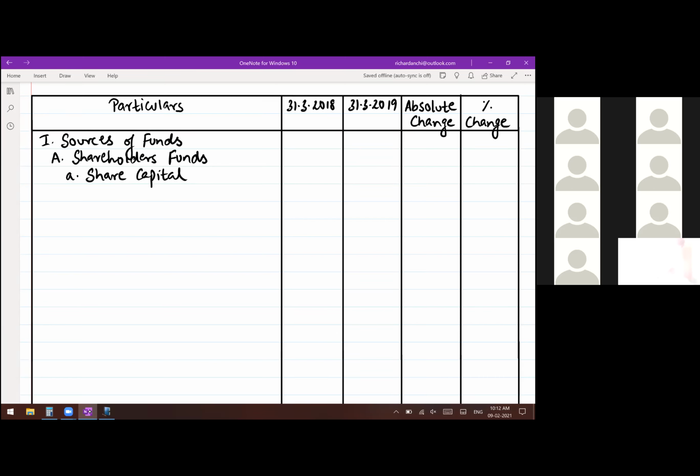Share capital, write down there. For 2018, it is 60,000, and for 2019, 72,000. Very quickly do the calculations. Tell me, absolute change is how much? 12,000. Good. And percentage change, 12,000 divided by 60,000 into 100. 20%. Good.